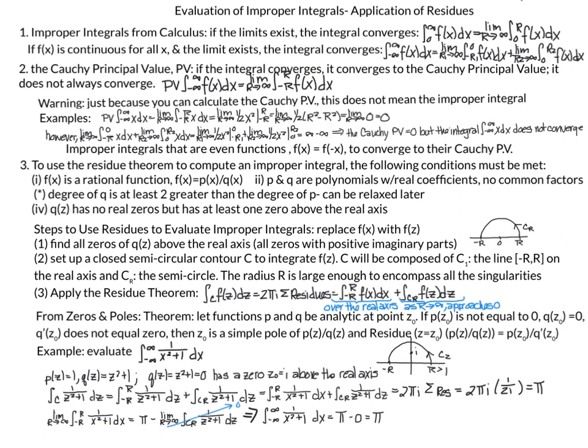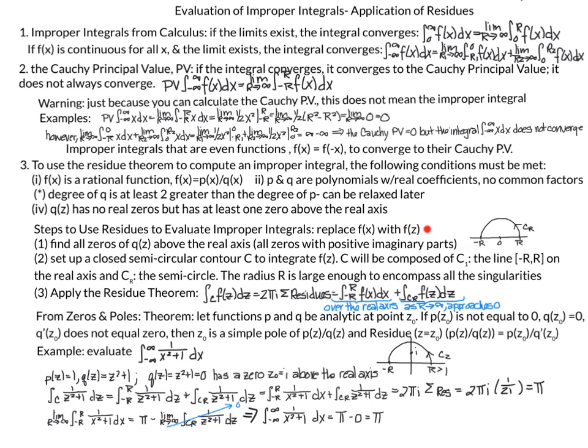So we can just replace f of x with f of z, and you can still limit your input variable z to be along the real number line. But we'll look at it now. To do this improper integral, we'll look at it as part of the imaginary plane.